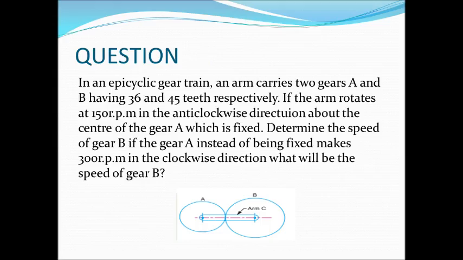Now this is a question for us to solve. In an epicyclic gear train, an arm carries two gears A and B, having 36 and 45 teeth respectively. If the arm rotates at 150 revolutions per minute in an anti-clockwise direction about the center of gear A, which is fixed, determine the speed of gear B. If the gear A, instead of being fixed, makes 300 revolutions per minute in an anti-clockwise direction, what would be the speed of gear B?